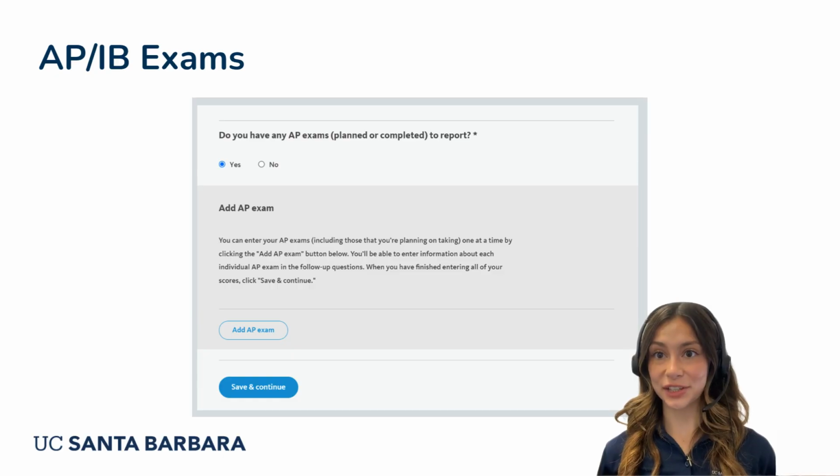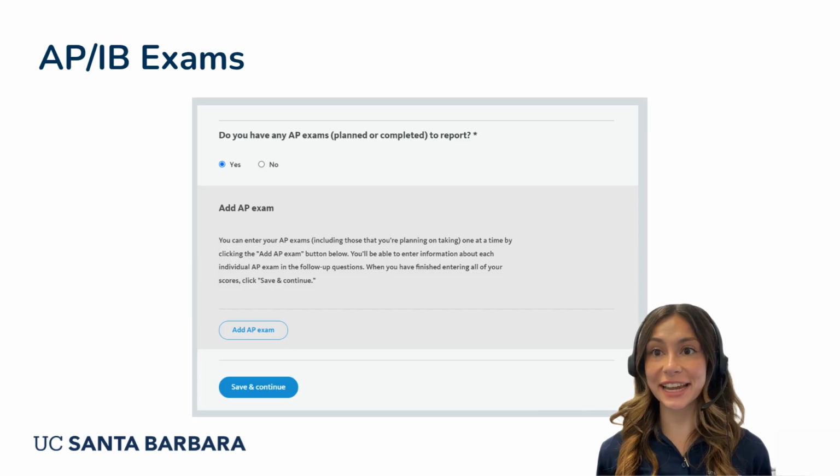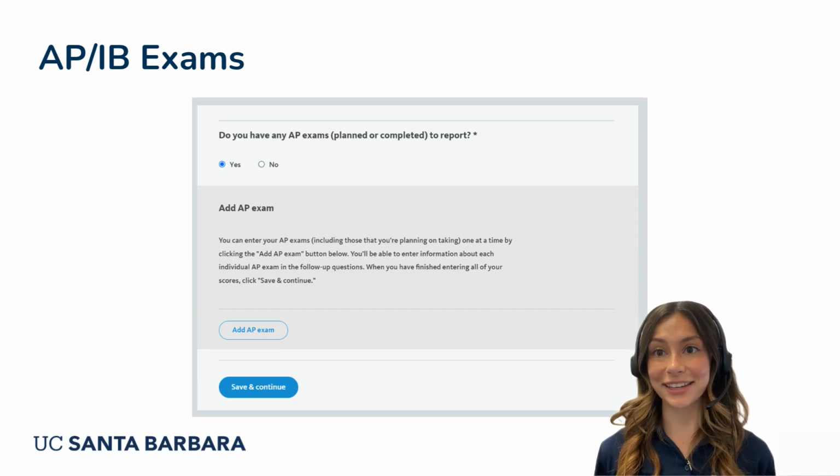In the next 2 sections, you may report any AP, IB, or English language proficiency exams that you completed or plan to complete by selecting Yes and adding the name of the exam. You will enter these exams one at a time. Once all of the exams are entered, press Save and Continue.